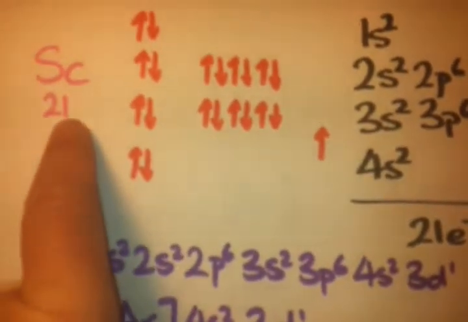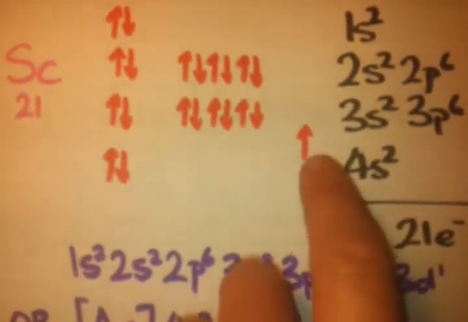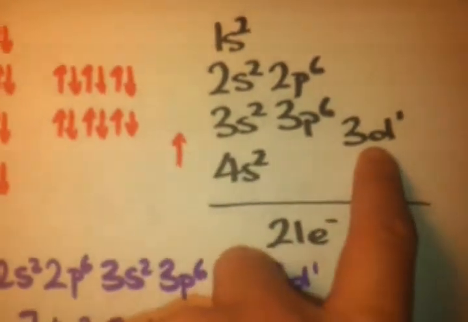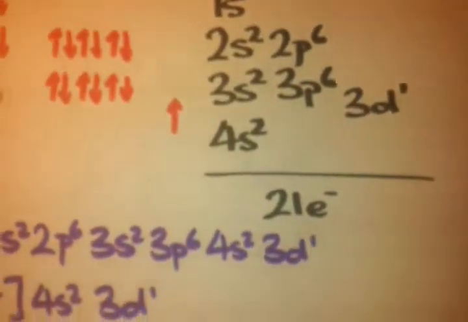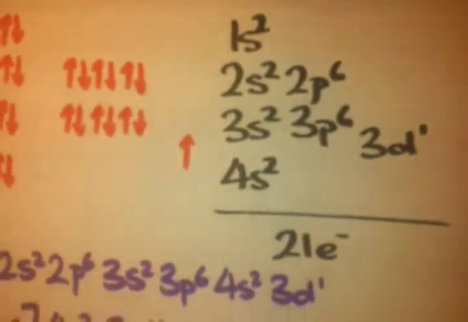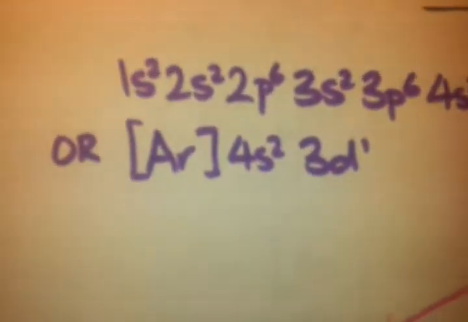But scandium's number 21, so where do I put that other electron? I put it into the 3d orbital. If you add up all these little numbers, not the big ones, the little ones, that should add up to 21.